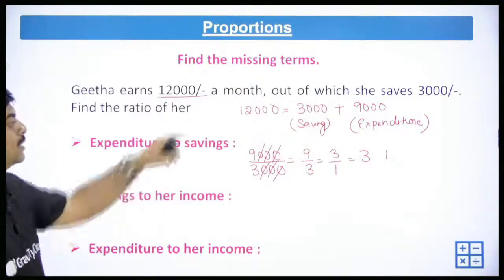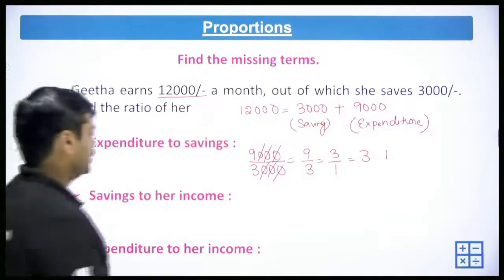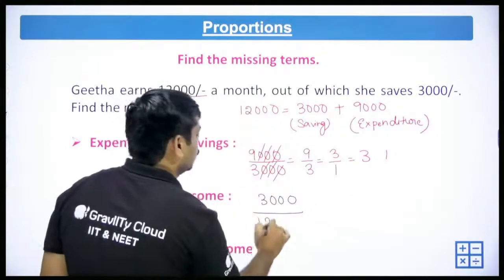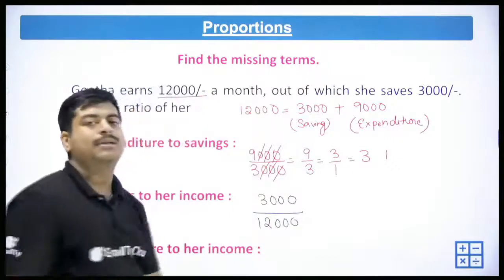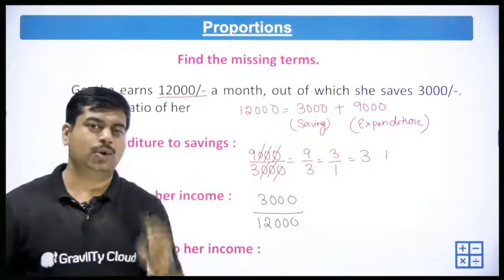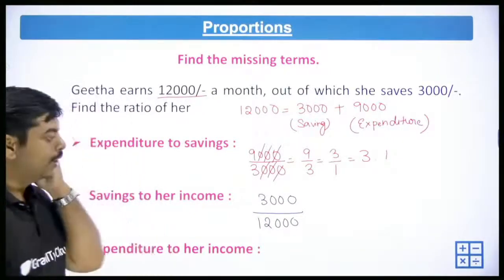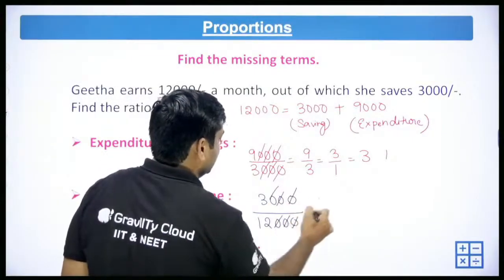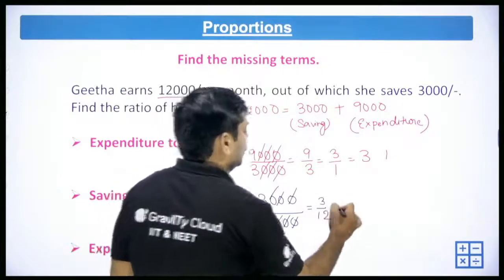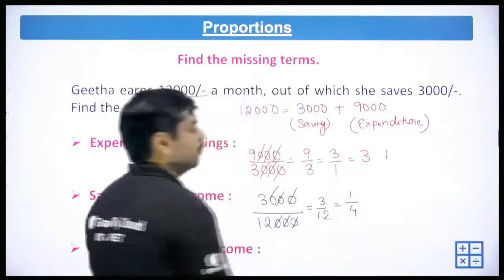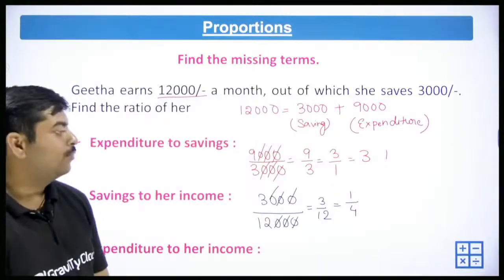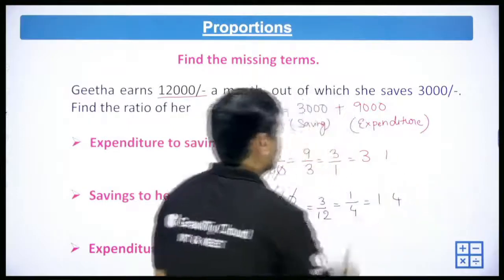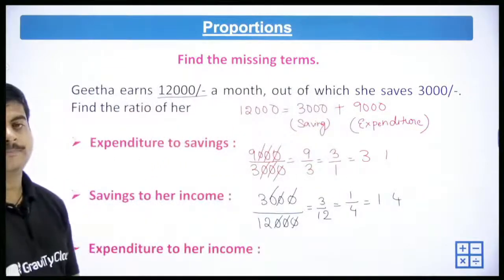Savings to her income. What is the savings? Savings is 3,000. Savings is to income. Income is 12,000. Ratio is nothing but the same fraction, but don't change the order. Order is very important. So now here the zeros get cancelled. So it is 3 by 12, which is 1 by 4. So that is equal to 1:4. It is 1:4, correct?